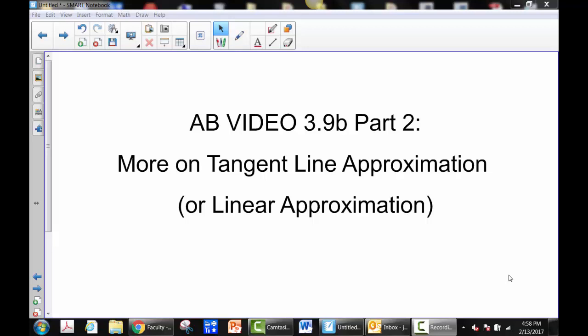Hello, welcome to AB Video 3.9b Part 2, more on tangent line approximation, also known as linear approximation.